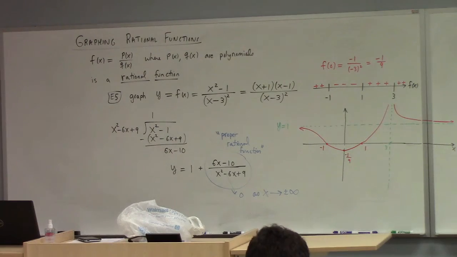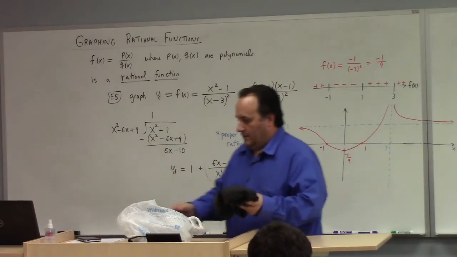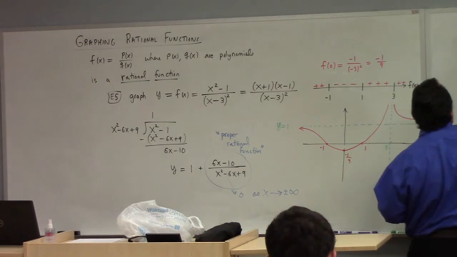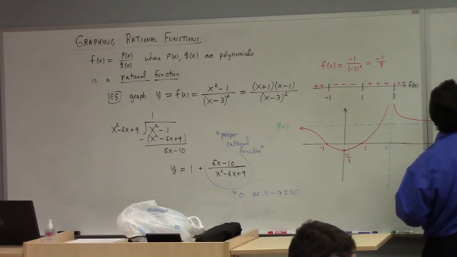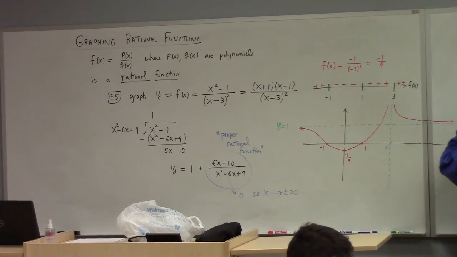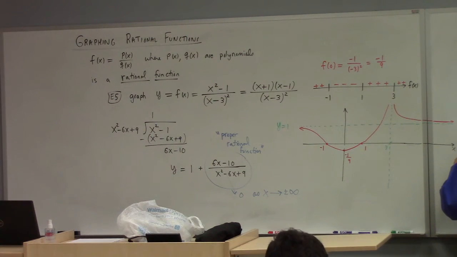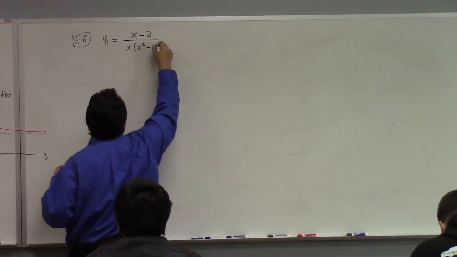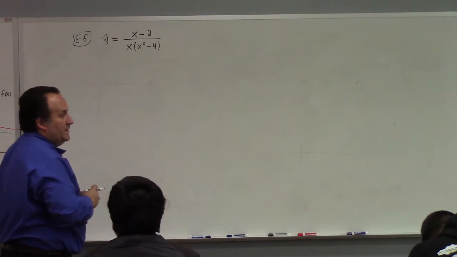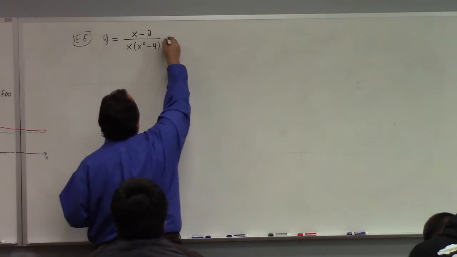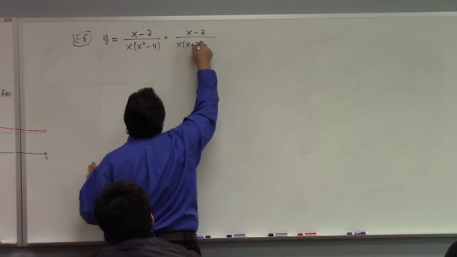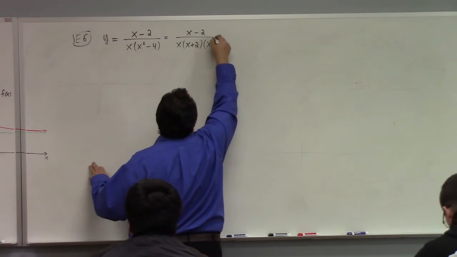All right, next up, we will graph example 6. Let's look at y is equal to (x minus 2) over x times (x squared minus 4). So what we got going on here is (x minus 2) over x times (x plus 2) times (x minus 2).